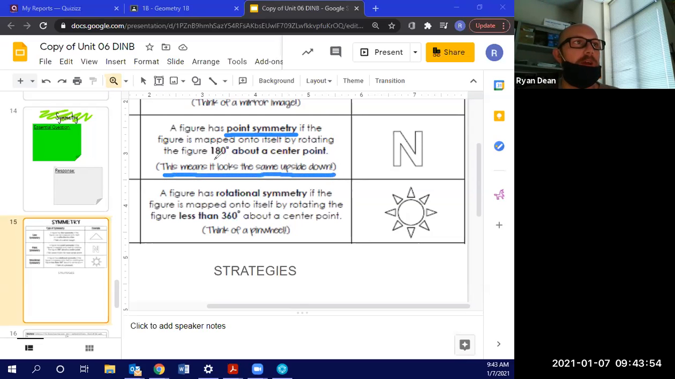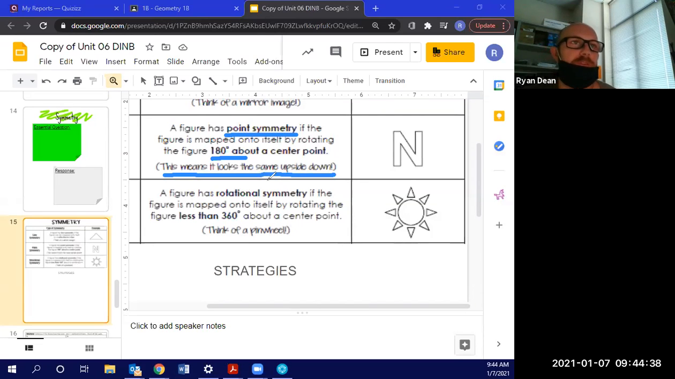You're going to flip your paper upside down, or you would turn it 180 degrees about a center point. And if you flip the paper upside down, you will get the exact same shape on the other side. So one easy way to think of this one is like your computer screen. You can take your computer screen and flip it upside down and see whether or not you get the same shape, the same letter, whatever it ends up being on the other side. So if you rotate it and turn it upside down and you get the same shape, then the figure has point symmetry.